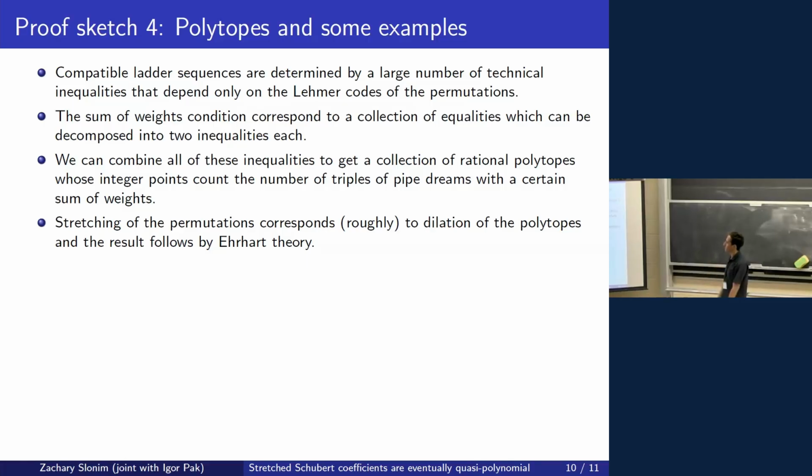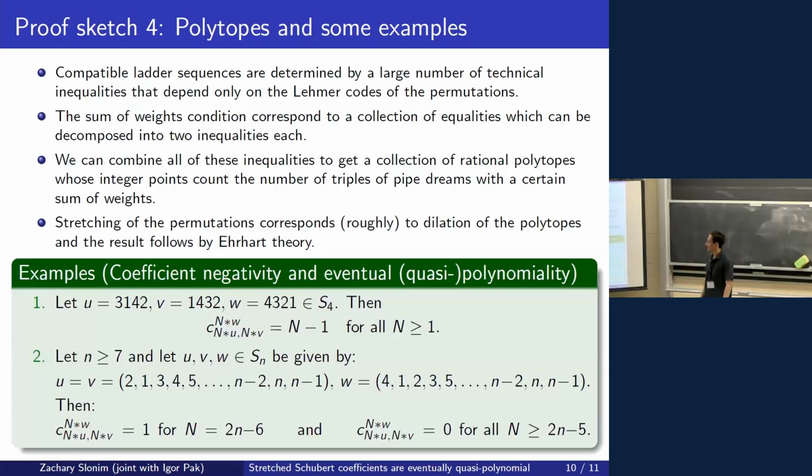And we combine all of these for our triples to say that counting the triples essentially corresponds to counting the integer points in a large collection of polytopes. But importantly, that collection does not depend on our scaling factor. And that scaling factor roughly corresponds to dilation. The roughly here is very important because that's what causes this to be eventual and not just a quasi-polynomial from the get-go. So I have 20 seconds left, so I'll just flash up these examples.